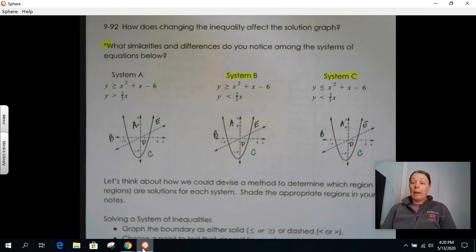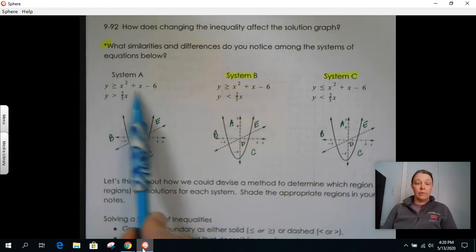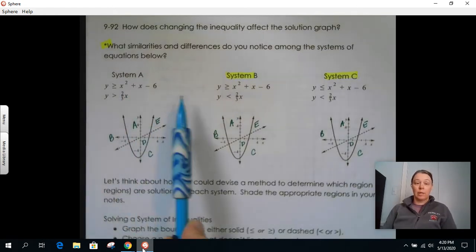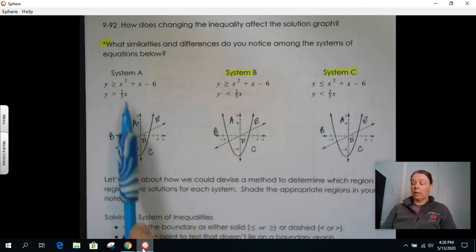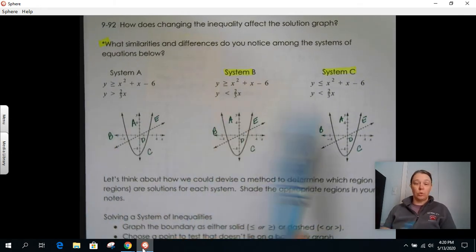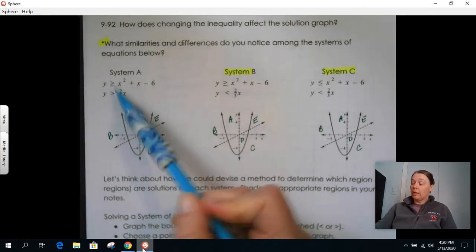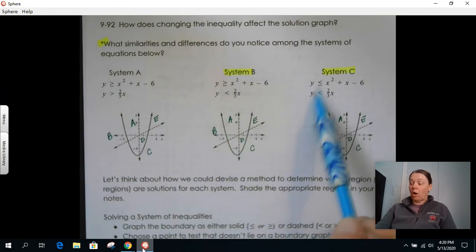Okay, so probably things that you noticed is that the top inequality always involves this expression x squared plus x minus 6. All of them do, right? The second inequality always is relating a y to a 2/3 x. You can look at the graphs and see they're the same boundary lines. Okay, but what are the differences? Okay, looking at the inequalities, they're all different, right?